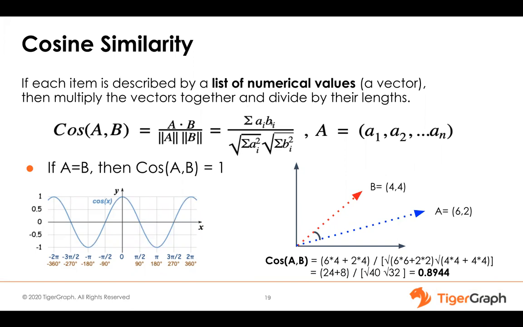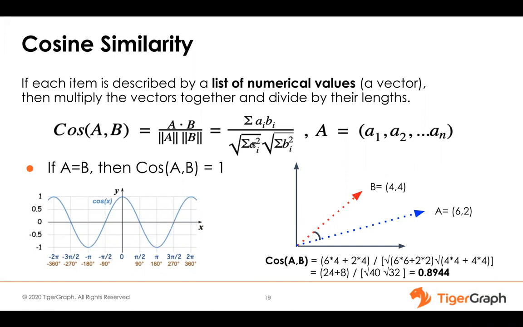You're doing it this way: in the numerator, you're comparing them element by element, the first element of A times the first element of B, plus the second element of A times the second element of B, and so on until you get to the end of the list. And then you divide by, if you think of each one as a vector, you sort of use Euclidean distance: the square root of the sum of the squares.